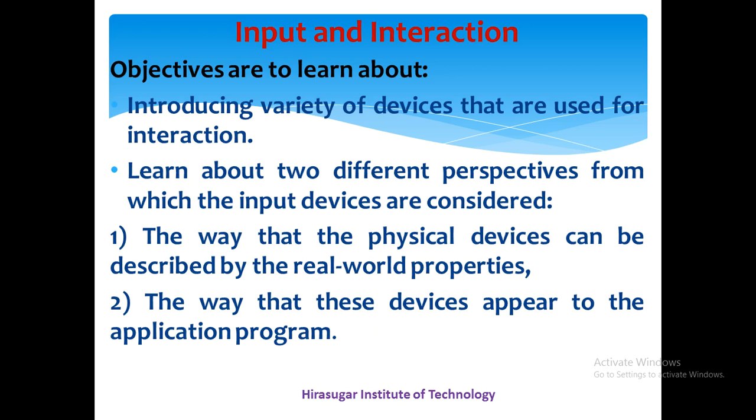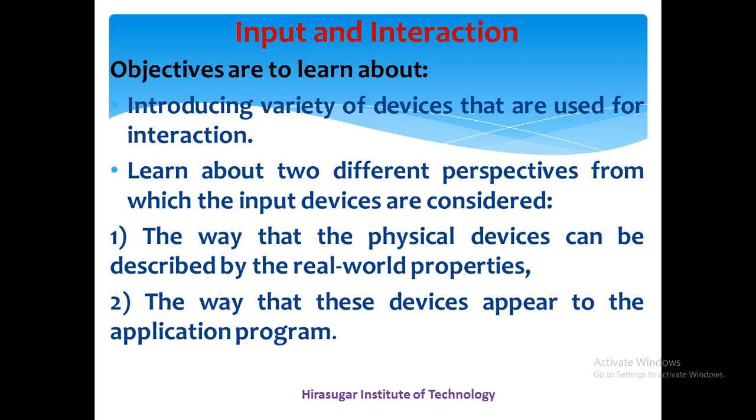Objectives are to learn about introducing a variety of devices that are used for interaction, right? Then learn about two different perspectives from which the input devices are considered. The one perspective of the input devices we have discussed in the first module, that is the physical properties of input devices. In the first module we discussed input and output devices, their physical properties, and then the working of those devices, right?